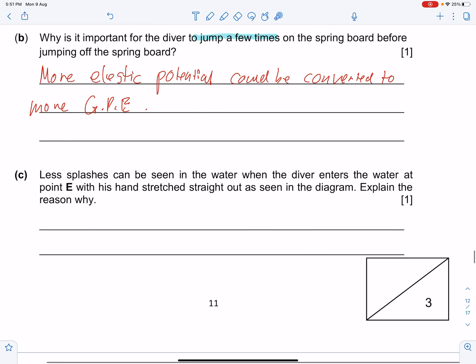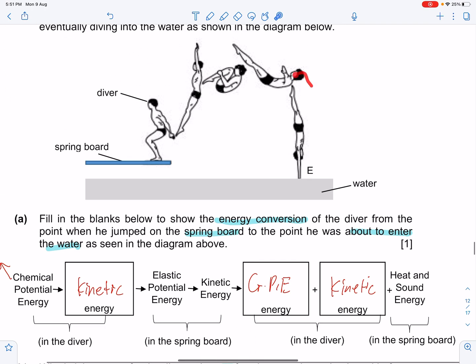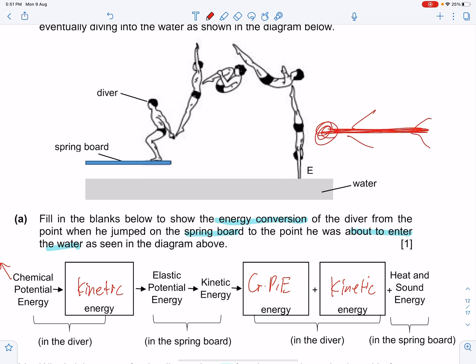Then they ask, less splashes can be seen in the water when the diver enters the water at point E with his hands stretched out straight as seen in the diagram. Explain the reason why. So if you take a look at this, ask yourself, what is the difference between this and this person if he was to enter the water like this, horizontally? So straight off the top, you will notice that the surface area in contact with the water is a lot bigger, as compared to this, which is just 1 point. So you can think about that.